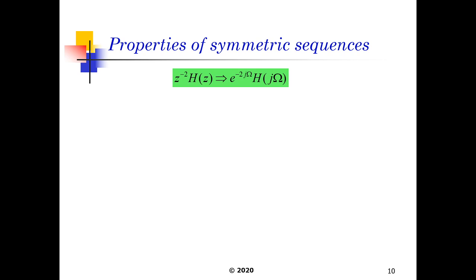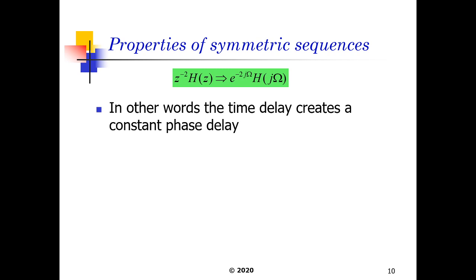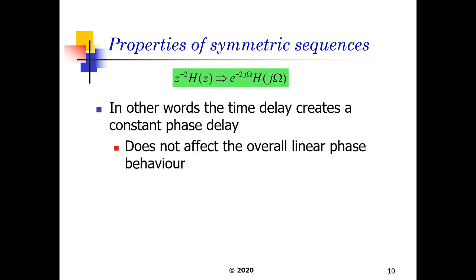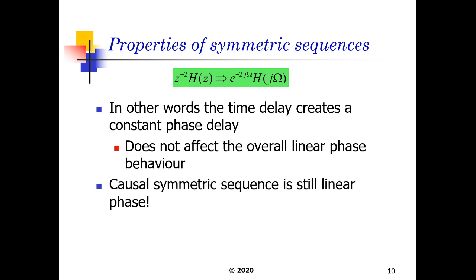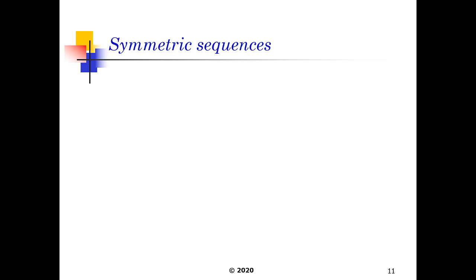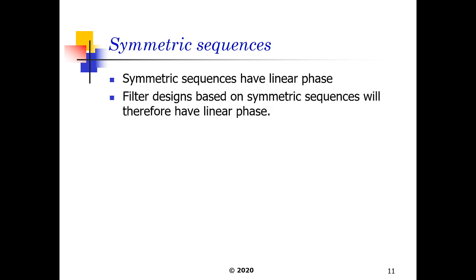So if we transform from z into omega, and we see the map property here in the green block, this basically indicates that the time delay just gives us a constant phase delay. And as such, the overall linear phase behavior is not affected. So a causal symmetric sequence still maintains that linear phase no matter what. So any symmetric sequence that you may encounter will always have a linear phase. And any filter designs based on these sequences will also have a linear phase.